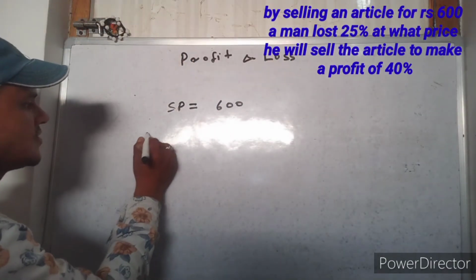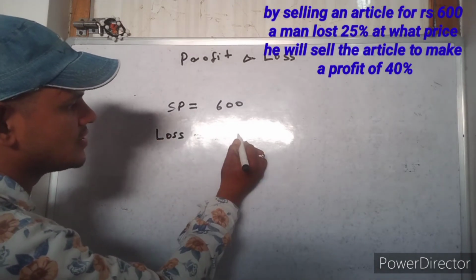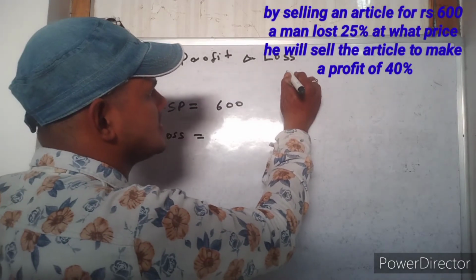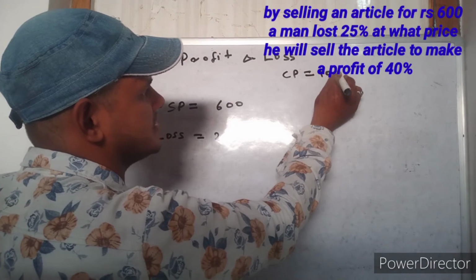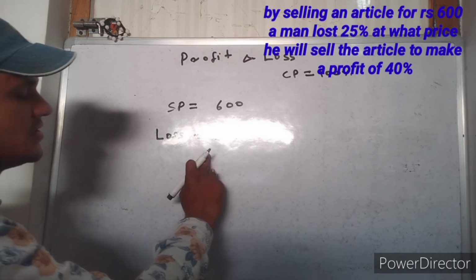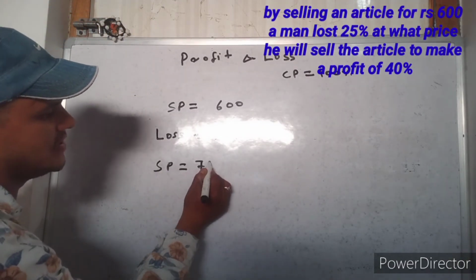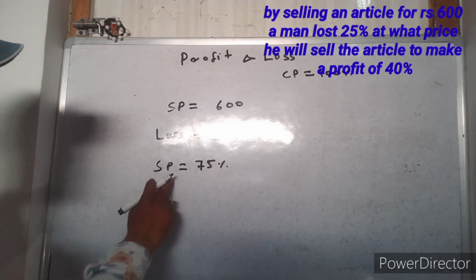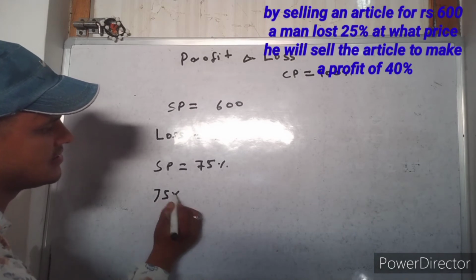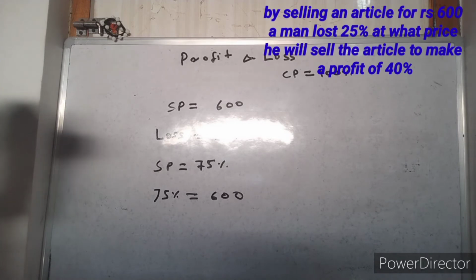He lost 25. Loss equal to 25%. Always remember CP is 100%. This is 100% and this loss is 25%. So selling price will be 75%, and SP is 75%, but here it is given as 600. So 75% equal to 600, right?